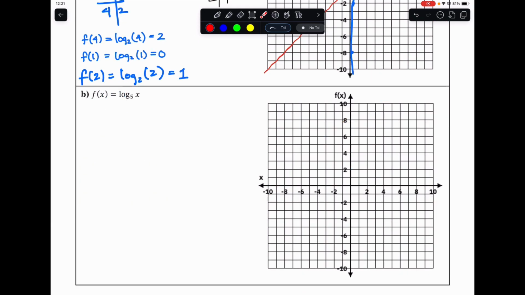So let's look at this example. The inverse to this graph right here would be the exponential function g of x equals 5 to the power of x.